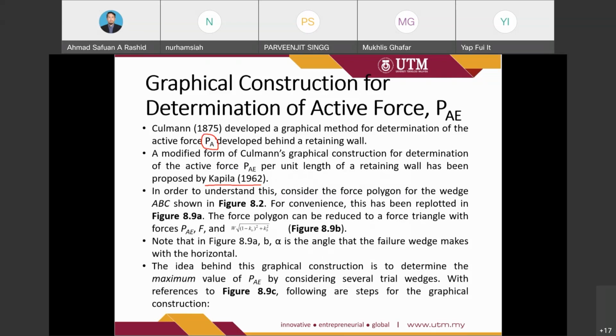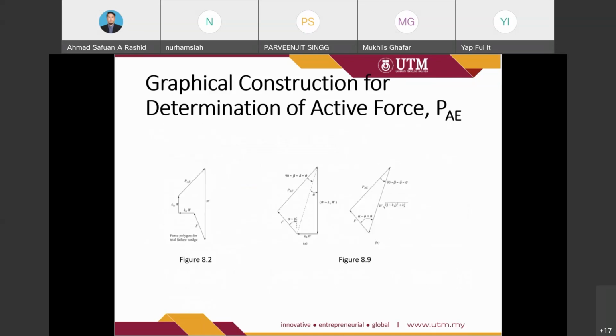So the force polygon can be reduced to a force triangle, with force PAE, W, and the square root of 1 minus KB square and KE square, which is in figure 8.9. Okay. So then they have simplified the 8.9a polygon to become the 8.9b diagram.